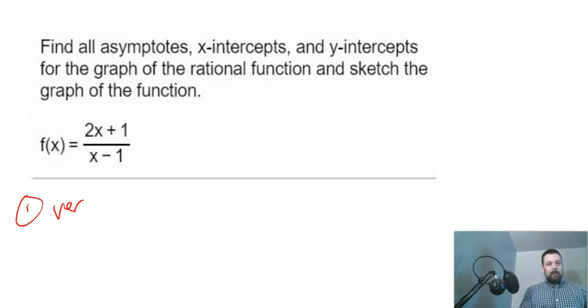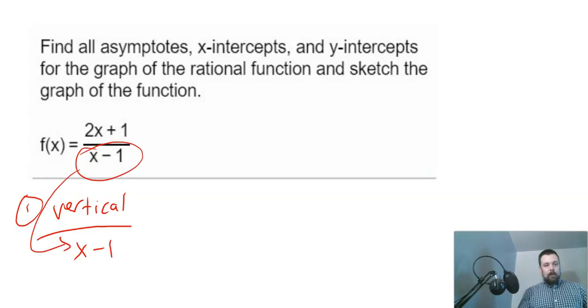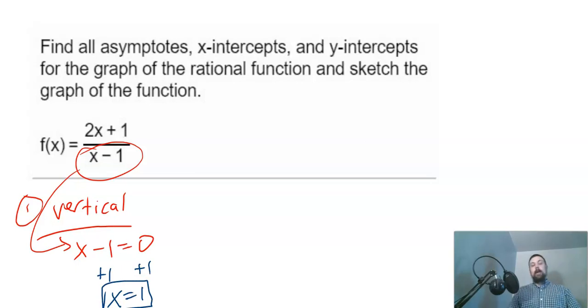Man, my handwriting's getting horrible. The vertical asymptote, we take the denominator, set it equal to 0, but we can already tell what number is going to make this denominator equal 0. It's going to be 1. And if you can just see that by looking at it, that's perfectly fine. x equals 1, that's the vertical asymptote.